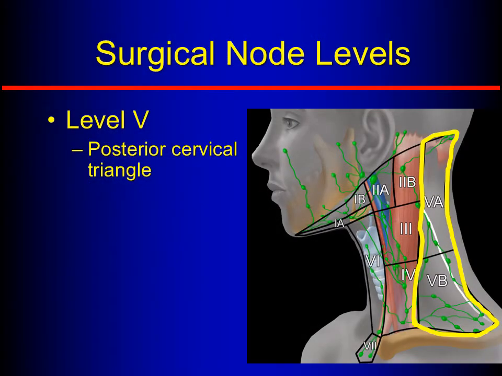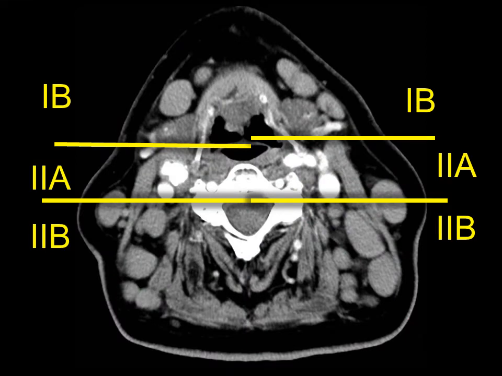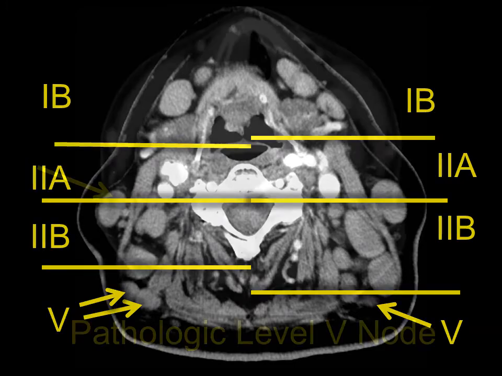This is the posterior cervical triangle node, posterior to the sternocleidomastoid muscle. And sometimes they're separated in a 5A and a 5B by the bottom of the cricoid. That also separates level 3 and 4. So here's that same axial post-contrasted CT with solid nodes throughout the cervical soft tissues. Now if I find the sternocleidomastoid muscle and I draw a line through its posterior edge, that's going to separate for me the level 5 nodes, which are centered posterior to that line, posterior to the sternocleidomastoid muscle.